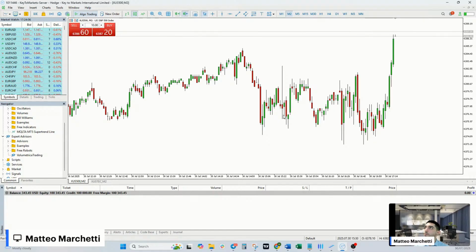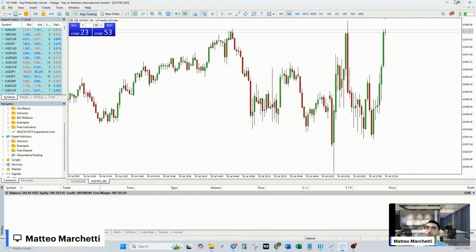Okay, so this is a very interesting movement here. We can see it in the S&P 500, and also on Nasdaq, I assume. Yes. Okay.